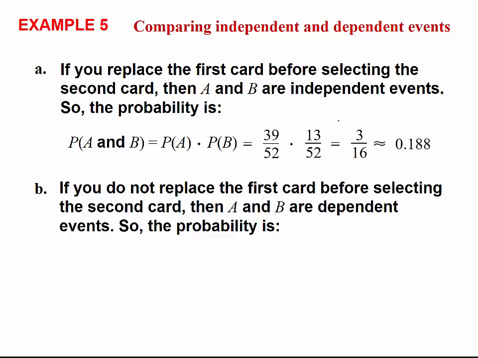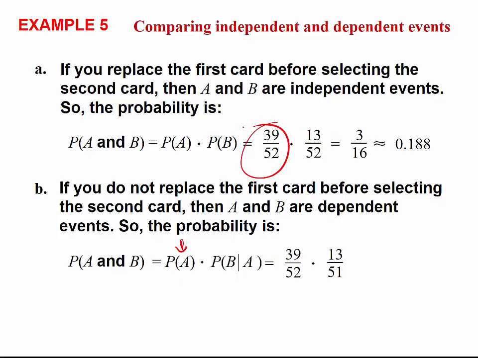If we do not replace the first card after selecting it, that means that A and B are dependent events. So we say, what is the probability of the first event? Well, it's going to be the same as 39 over 52. But then the second event, what happens is that our B, what we're trying to find, is still 13, but we have one less card, so we have 51 left over.